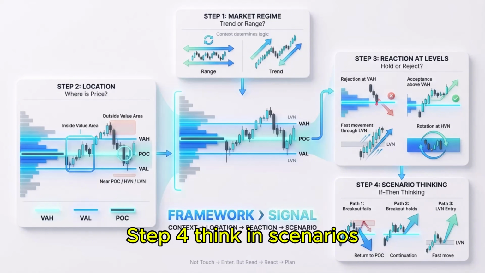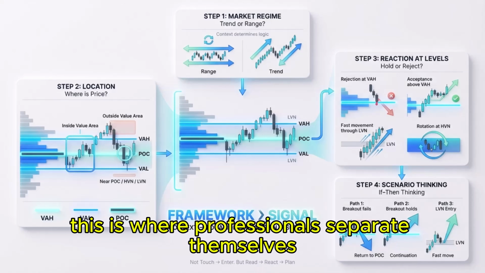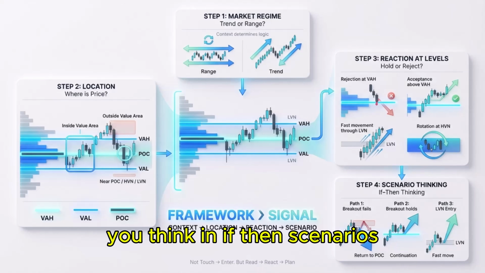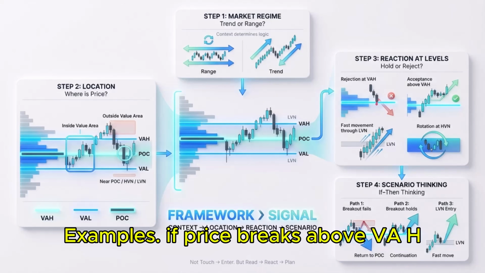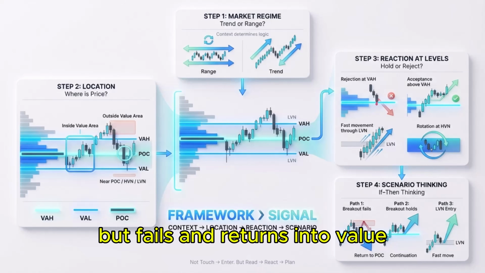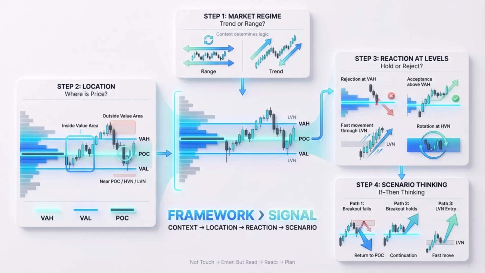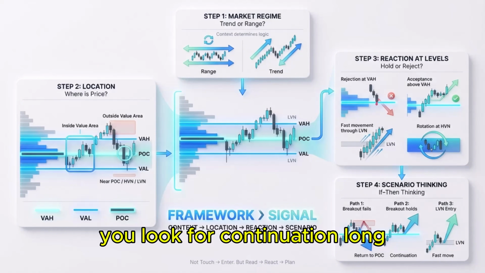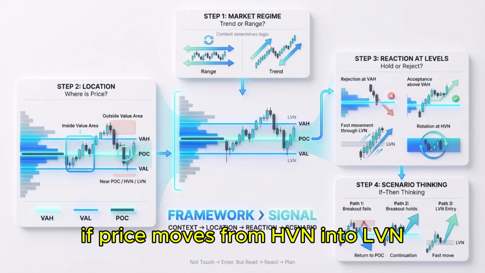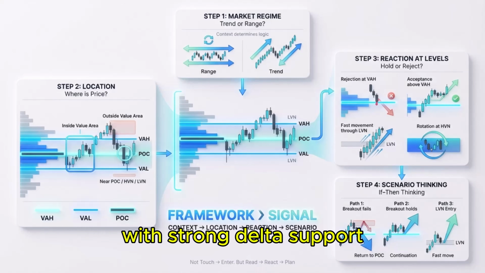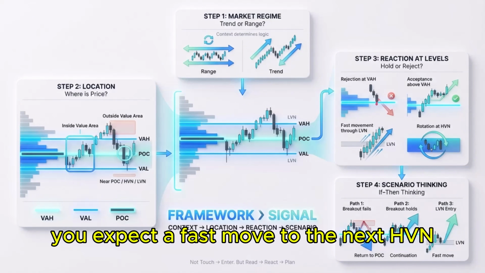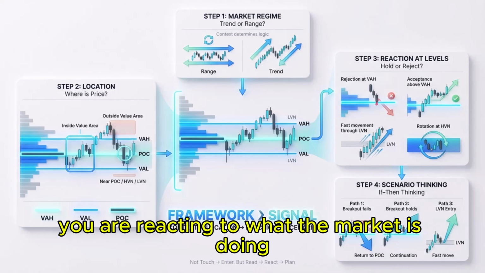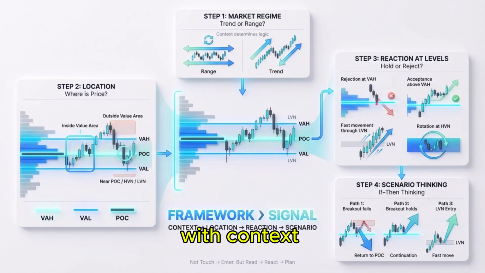Step 4. Think in scenarios, not entries. This is where professionals separate themselves. You don't think in entries. You think in if-then scenarios. Examples. If price breaks above VAH but fails and returns into value, you look for short back to POC. If price breaks VAH, builds volume above and holds on retest, you look for continuation long. If price moves from HVN into LVN with strong delta support, you expect a fast move to the next HVN. Final mindset. You are not predicting the market. You are reacting to what the market is doing, with structure, with logic, with context.